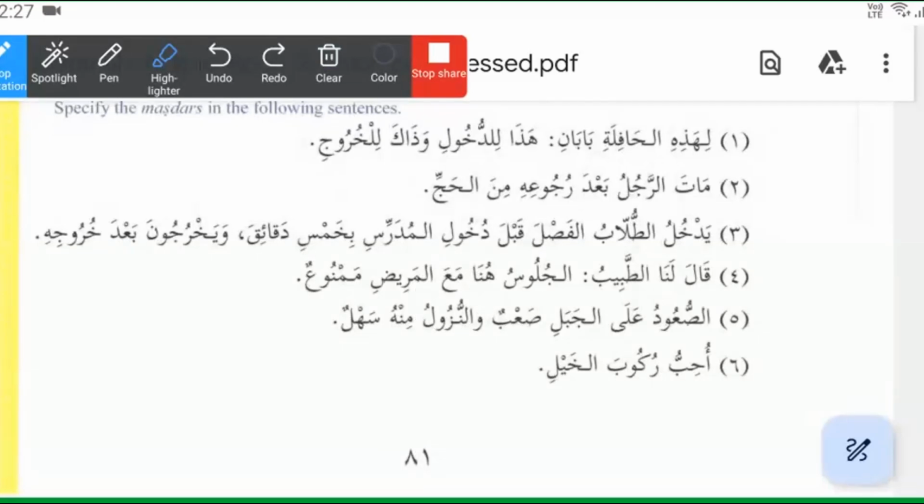Then we have uhibbu rukubal khayli. Uhibbu, ahabba, yuhibbu, uhibbu means I love. Rukuba means to ride. What? Khayl, horse. Uhibbu rukub al khayl means I love horse riding.